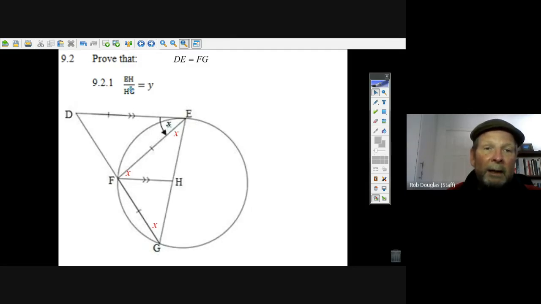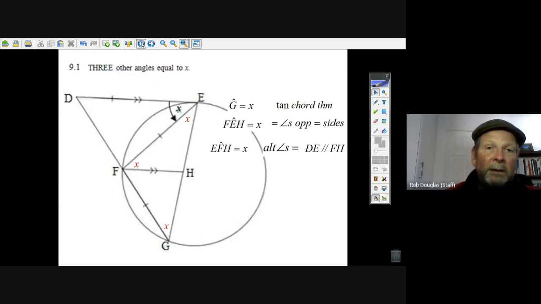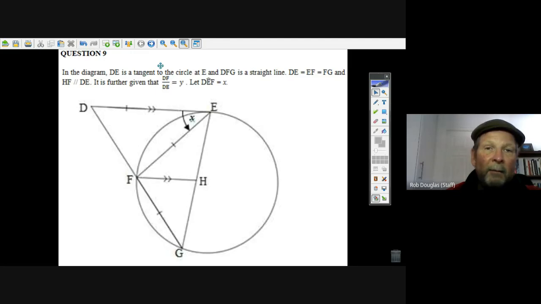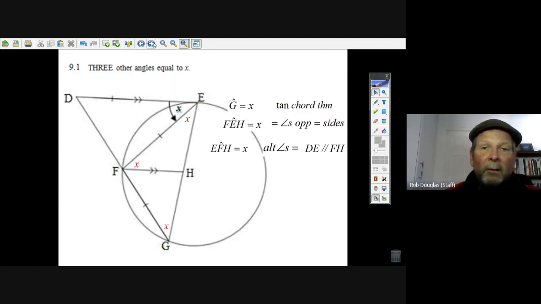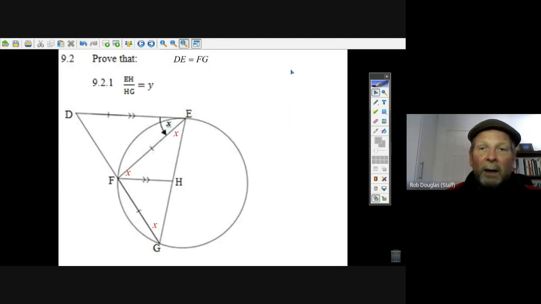Prove that EH over HG is equal to this ratio Y. EH over HG is equal to Y. And back here, it was given that Y is DF over DE. So let's go through this. Let's try this. Okay. We know that DE equals FG because all of these sides are equal. So that's a given.